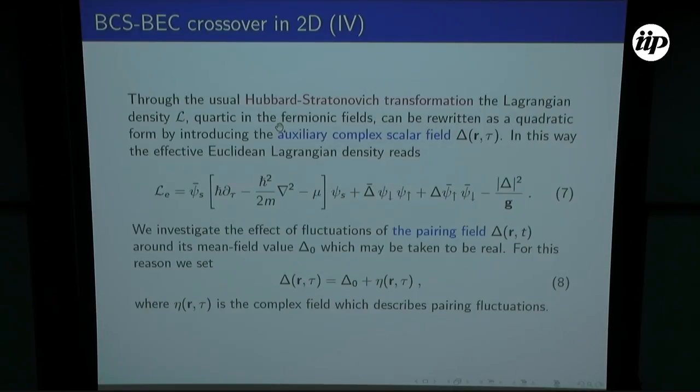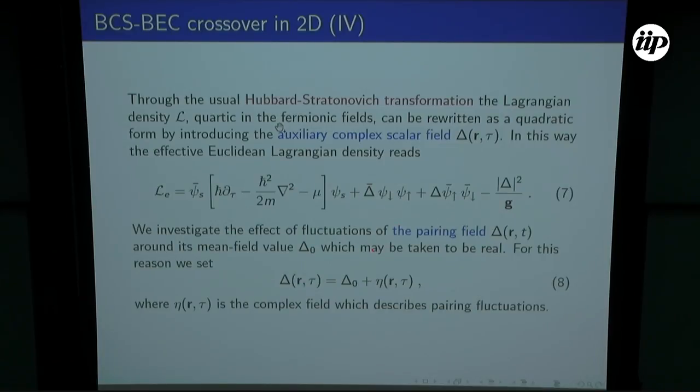And doing so, you will get an effective but still exact Lagrangian that is equivalent to the previous one that I have shown, where now the interaction between fermions is quadratic but is mediated by the complex field delta. So the price to pay for having quadratic terms in the fermionic fields is the inclusion of this bosonic auxiliary field.